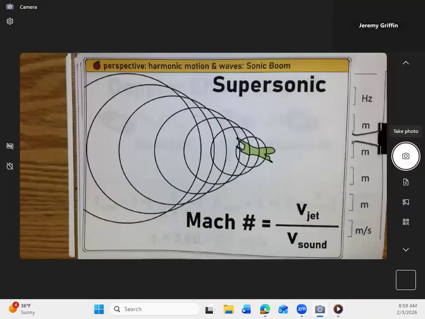You guys see the pitch going up and see the wavelength getting shorter? Ooh, that's kind of cool. All right.